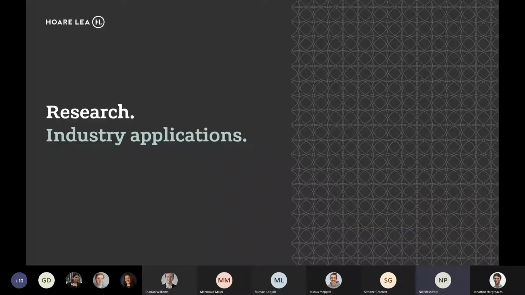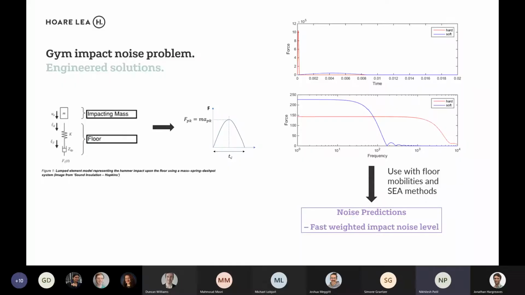Okay. Quickly, I'll talk about what sort of research we do as well. In the industry, obviously, we don't get as many resources to work on research as compared to an academia setting. But one of the problems that we are looking at is the gym impact noise problem, because generally people are used to working with steady state vibration or sound sources, but when it comes to a transient source like a falling mass, it's not very straightforward to work out what the response of the structure will be.